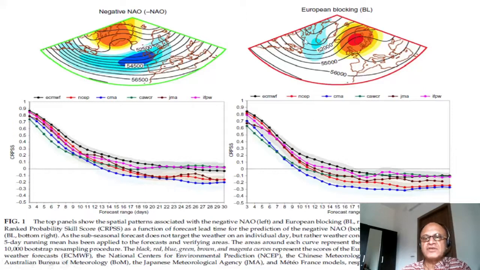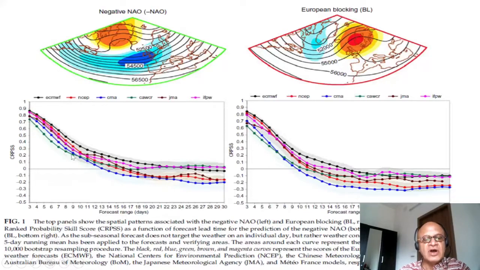This is often also related to the jet stream and other pressure centers, like over the Ukraine and so forth. So here we are looking at the CRPSS, the continuous ranked probability skill score, for various models. You can see here ECMWF, NCEP, CMA, CNR, JMA, and others. And you can see that these are the forecast range in days, and there is a level of CRPSS above which the information is usable.